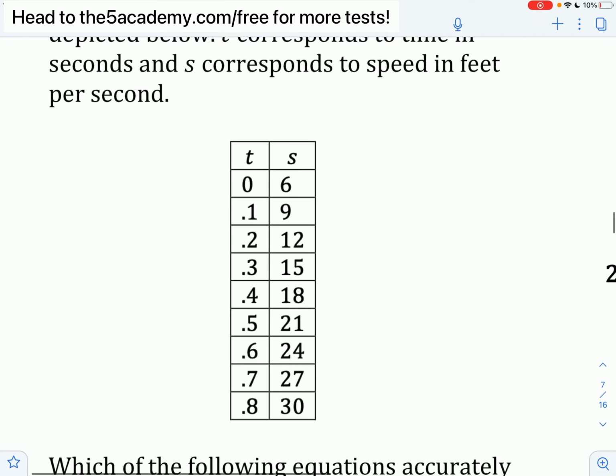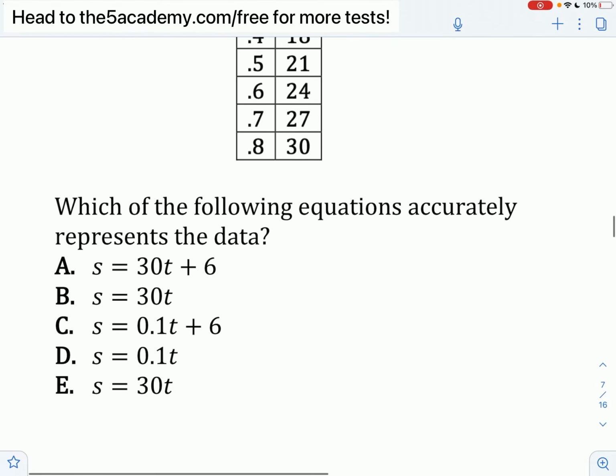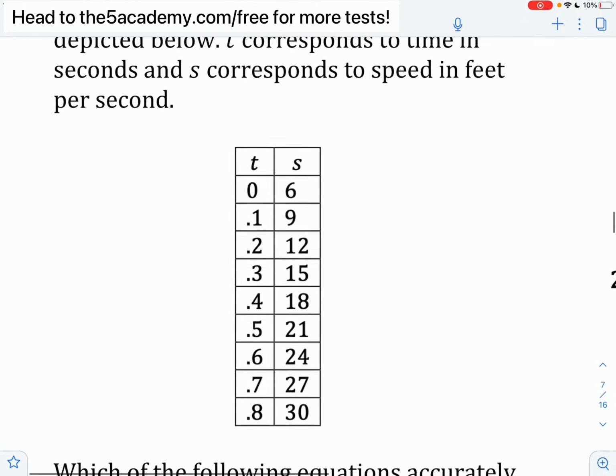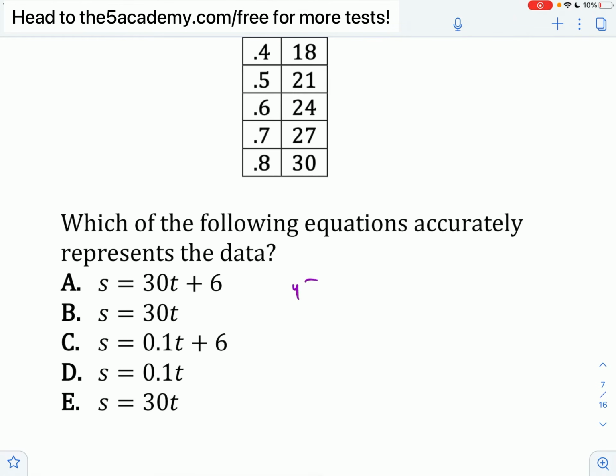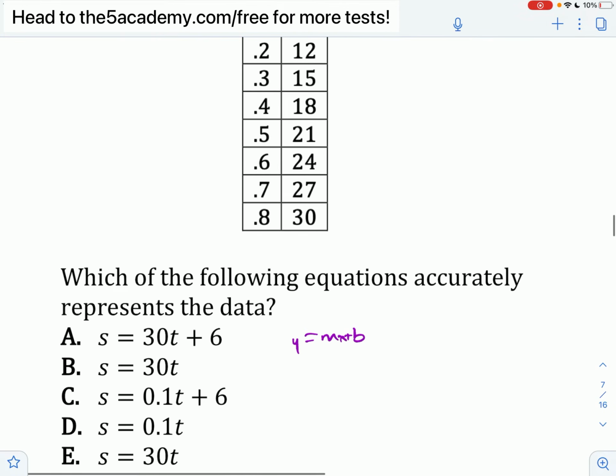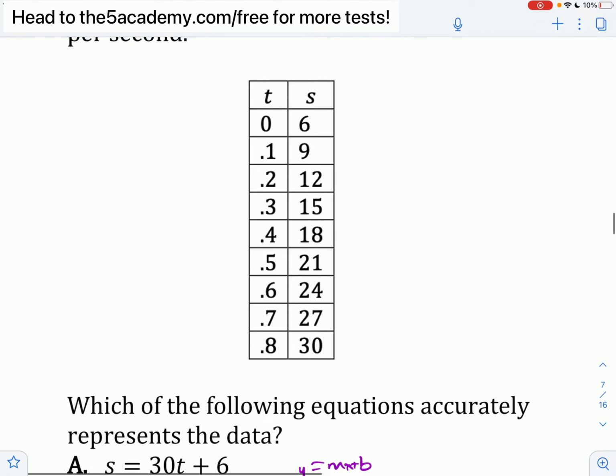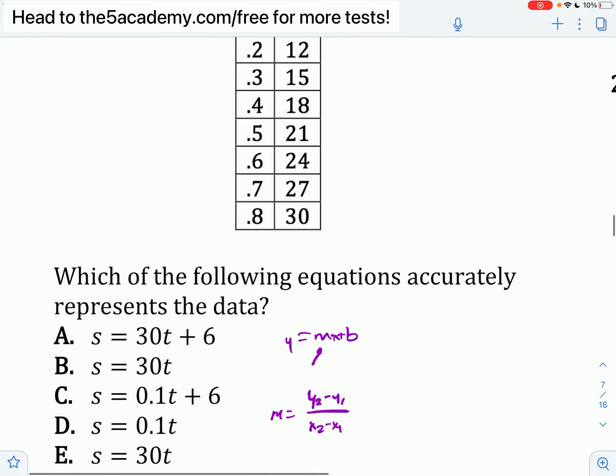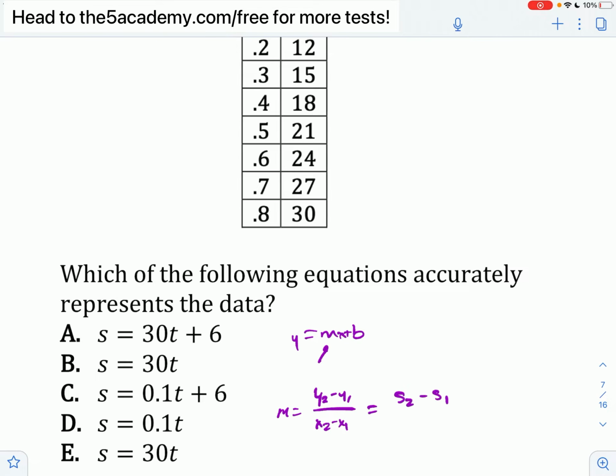So, we see that the speed steadily increases, time steadily increases as well. The data based on the answer options should be linear, which means that it should be something of the form y equals mx plus b, right? So in order to write an equation of this form, we need to know the slope. Slope is going to be equal to y2 minus y1 divided by x2 minus x1. In this problem, we don't have x and y, we have t and s. So I can rewrite this as s2 minus s1 divided by t2 minus t1.